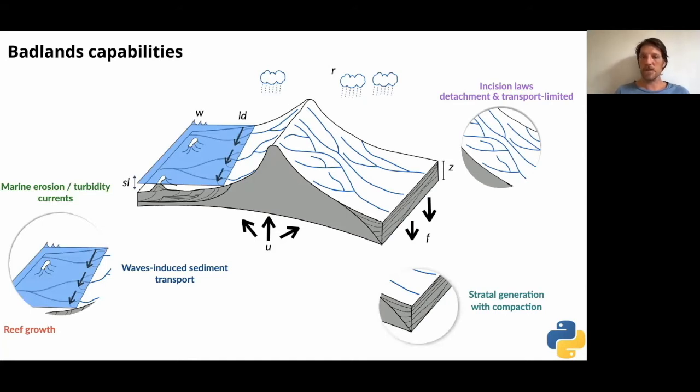So as sediments start to accumulate in the marine environment or inland, Badlands saves and tracks the stratal architecture history. So the user can choose to account for compaction using a porosity depth relationship, and also can look at isostatic responses due to flexural loading using an external library which is called GFlex, which was developed by Andy Wickert.